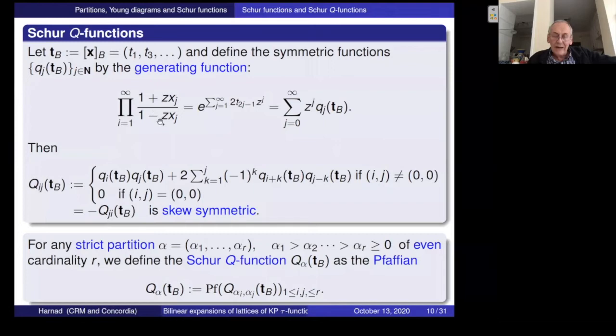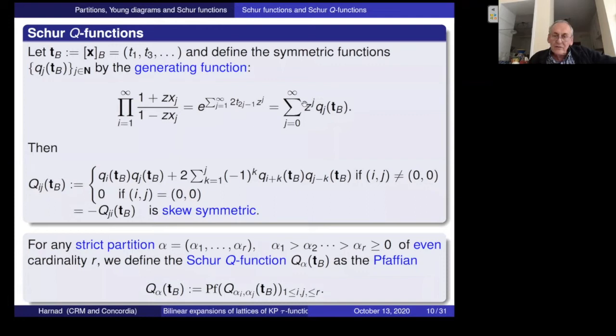It is very easy to see that it depends only on the odd power sums. So if you rewrite this as an exponential of an infinite sum over odd powers only of z, and then expand it as a Taylor series, the coefficients, it's just combinatorial. The coefficients are the so-called elementary Q functions. Now, this is just a cookbook recipe, but this is really what Schur did.